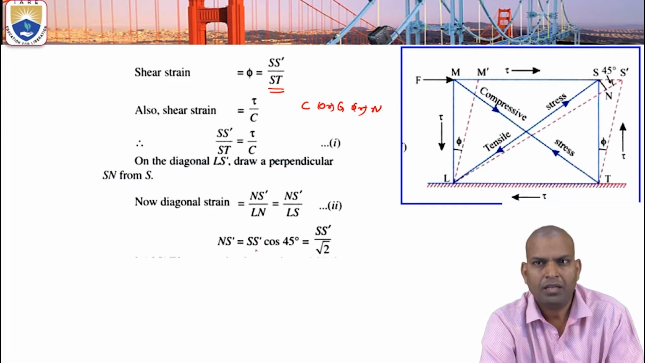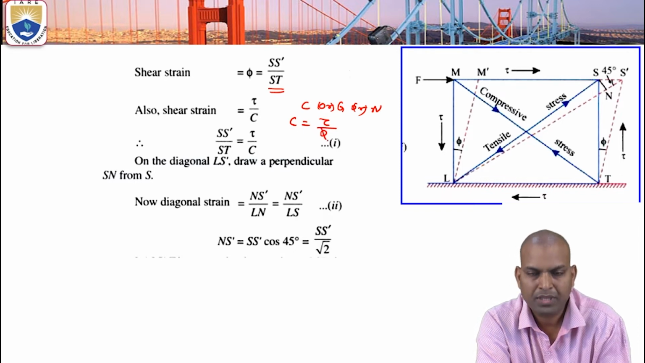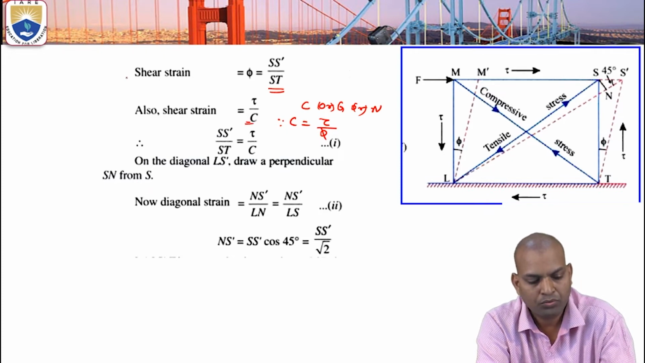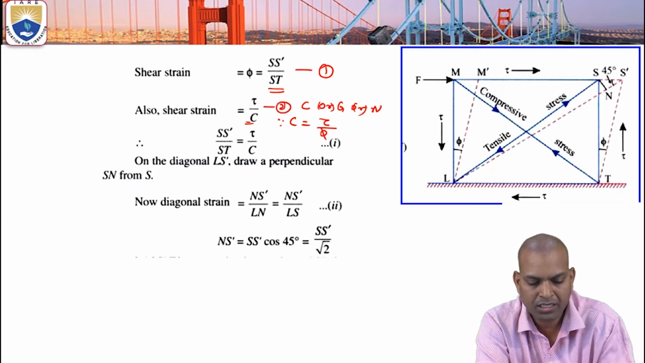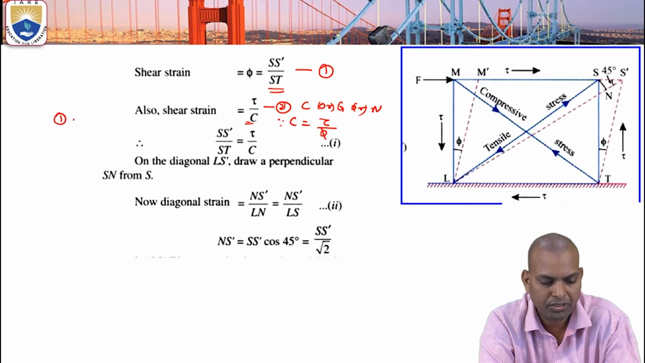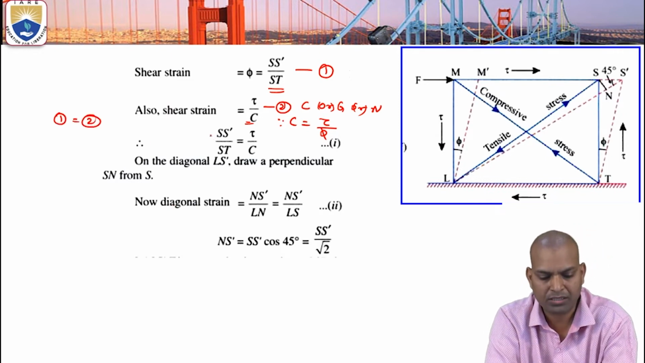Now the modulus of rigidity C equals shear stress by shear strain. From this, phi equals shear stress by modulus of rigidity. Now the first equation, SS dash by ST, is equation 1, and this one is equation 2. Both are shear strains. After equating 1 and 2, SS dash by ST equals tau by C.